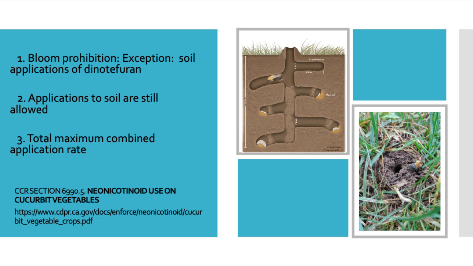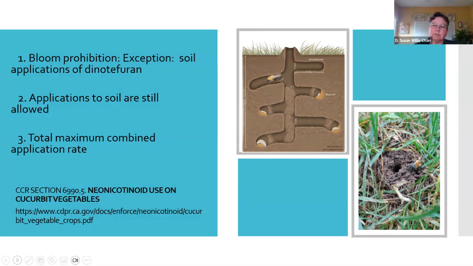What I do like is that there's a total maximum combined application rate. So if you apply neonicotinoids foliarly and you apply them to soil, it's the total amount that you're allowed. You can't apply the maximum foliarly and the maximum to soil. There's a total combined maximum. However, I would point out that neonicotinoids applied to seeds are not included in this maximum as far as I can see. Somebody can correct me if I'm wrong. So that worries me.